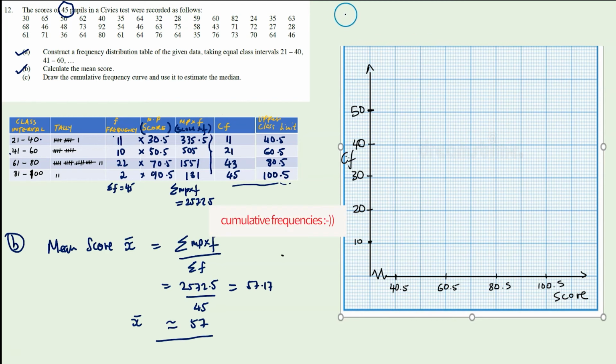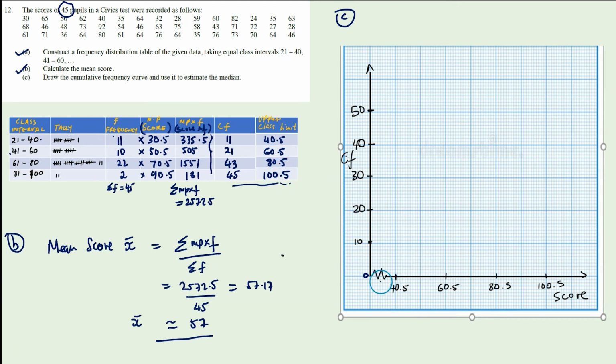And now for C, we're asked to draw the cumulative frequency curve and use it to estimate the median. So I have prepared this earlier on to speed up, but you need to make sure you check your scale. So for cumulative frequency curve, it goes up to 45. So I have arranged it nicely. This is my 0 here. Goes up in 10, 20, 30, 40 to 50. You should know all the cumulative frequencies go up on the y-axis and the scores will go up on the x-axis.